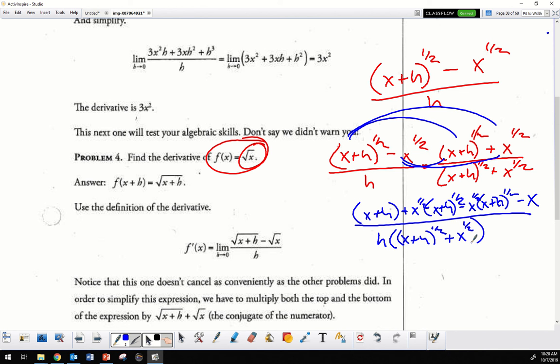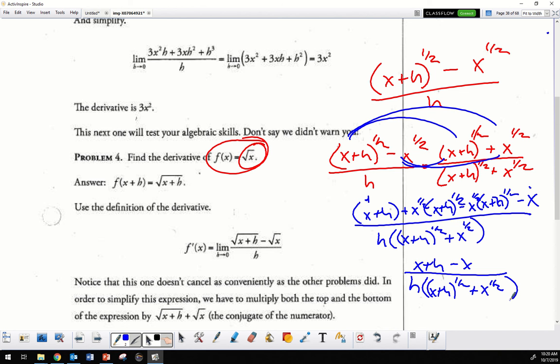So it's all there. But now my middle terms, those terms right there in the middle, are going to go away. Those ones go away, so I'm left with this one here, and this one here. So that's what happens when I multiply by difference of squares. My middle terms always cancel out. So I'm left with x plus h minus x over h times the quantity x plus h to the 1 half plus x to the 1 half.